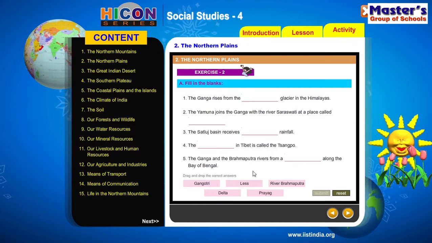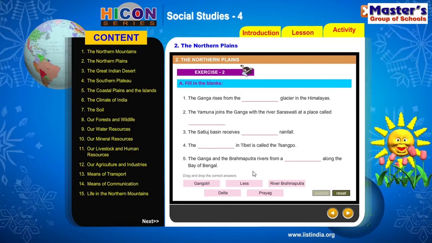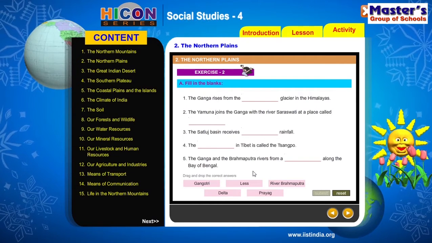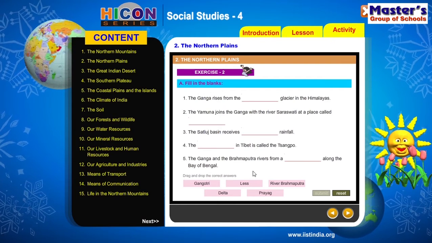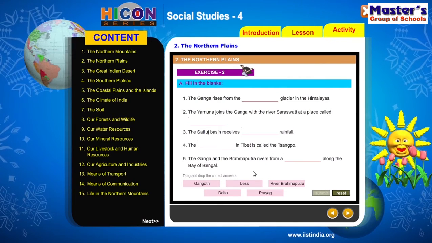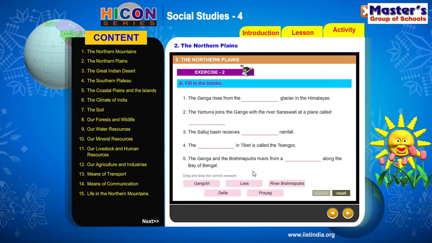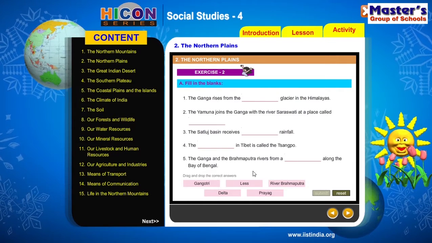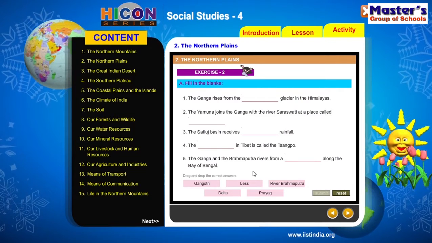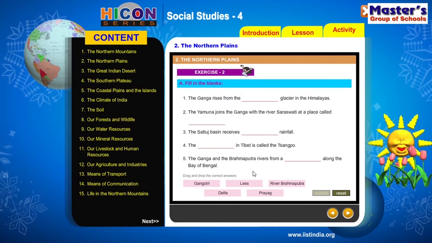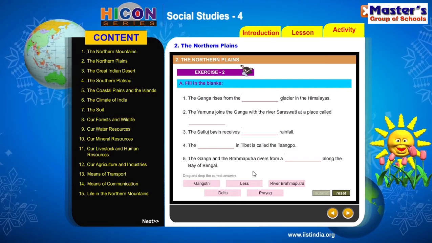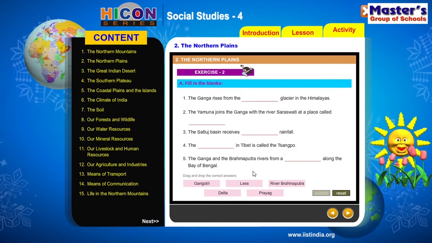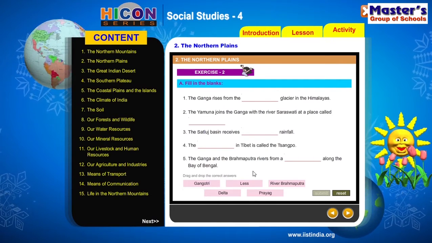So what we need to do now is read the sentences one by one and check with the options given at the bottom, and then select the suitable option so that we can complete the blank and make it a complete sentence, right? Okay. Now the first sentence: the Ganga rises from the dash glacier in the Himalayas.